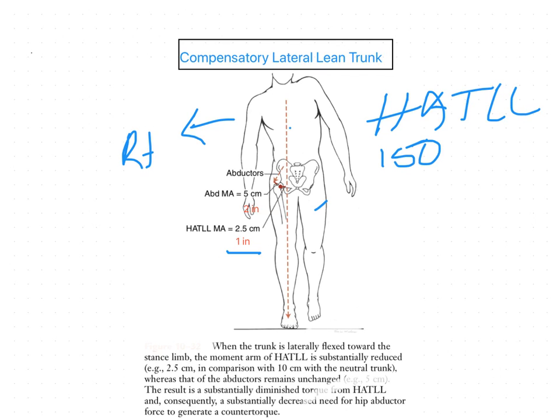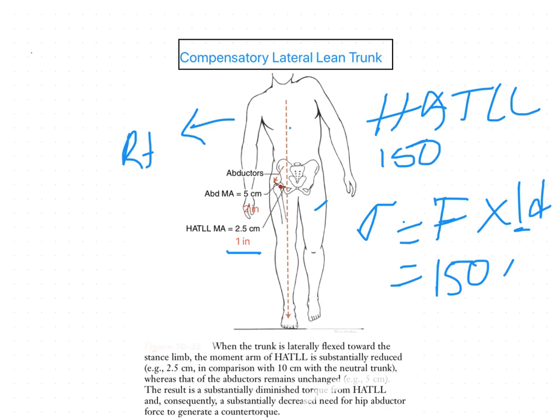Then what is the torque produced by gravitation? Torque is equal to the force times the perpendicular distance, isn't it? The force is 150 and the distance is 1 inch, so it becomes 150 inch lb of torque. This 150 inch lb is the torque produced by gravitation, which is called the gravitational adductor torque.